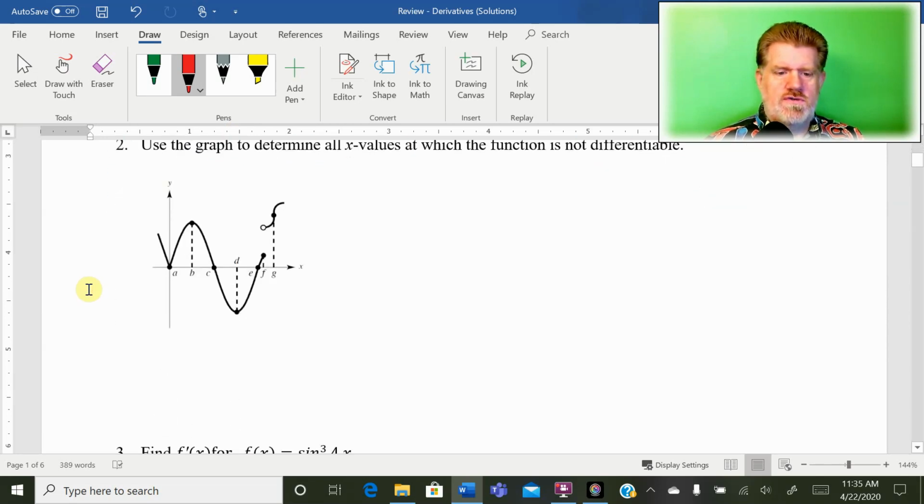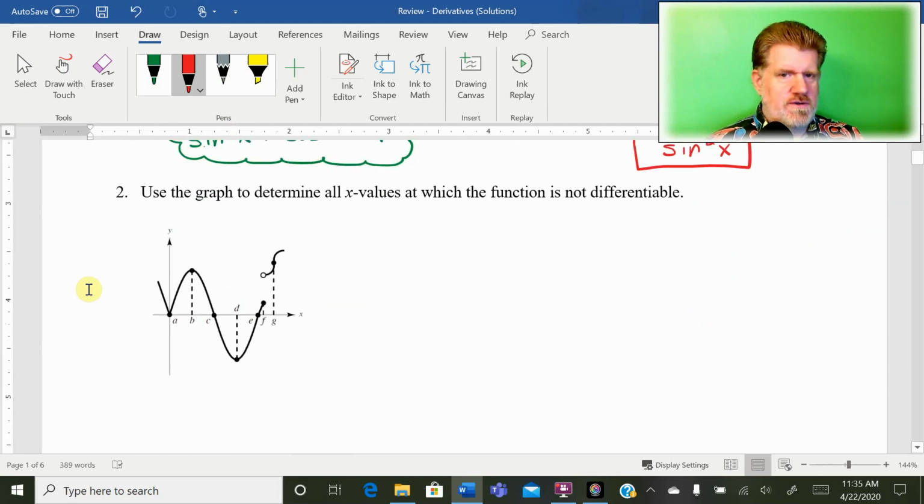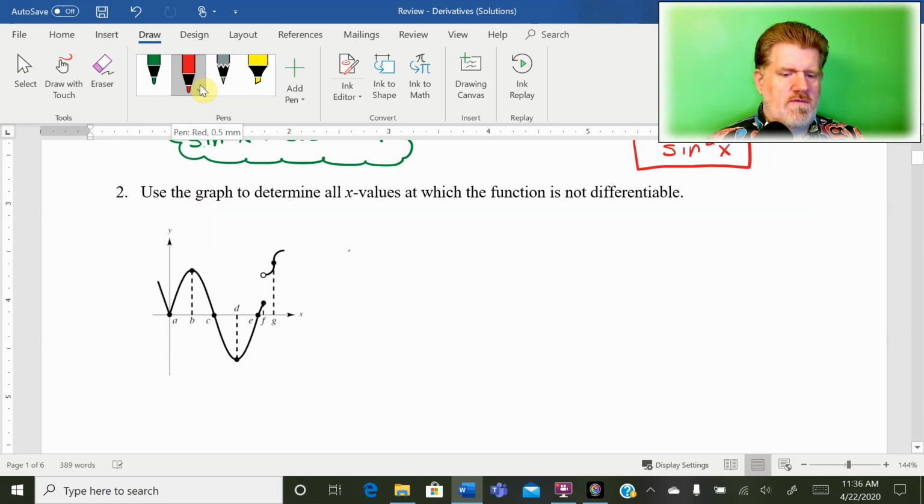Number 2, use the graph to determine all x values at which the function is not differentiable. Now, sure, there are 2 you can pick off right off the bat. First of all, right here at a. So it's not differentiable at x equals a. Okay, these are the not differentiable points. Remember, not differentiable means you just can't take the derivative.